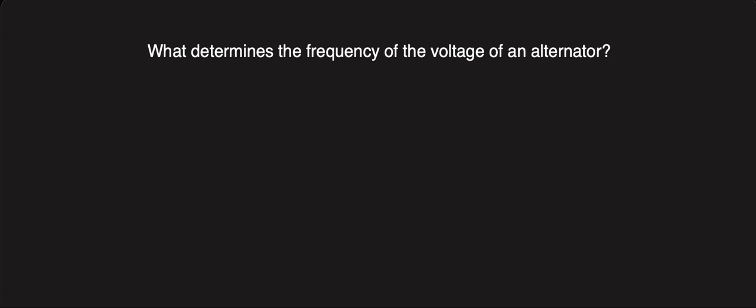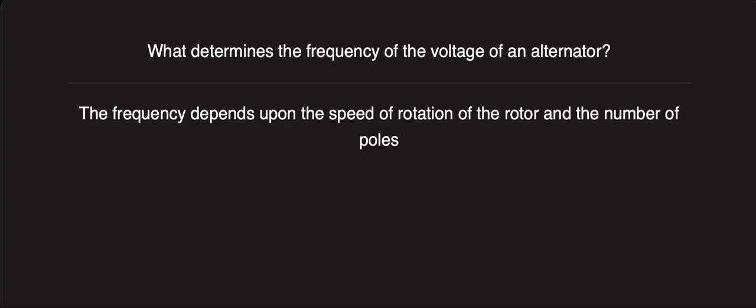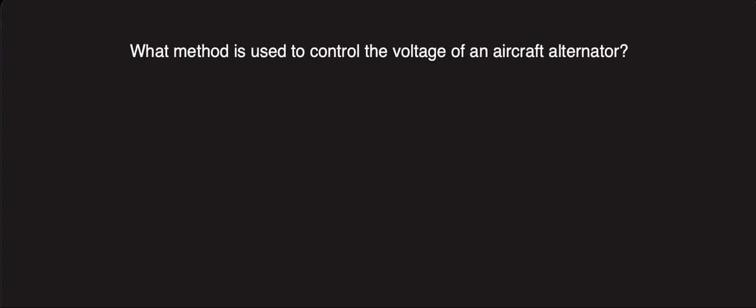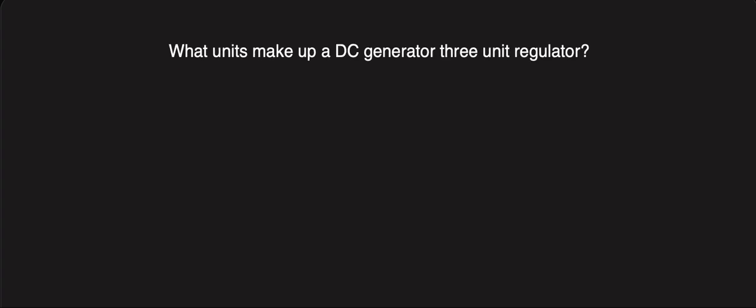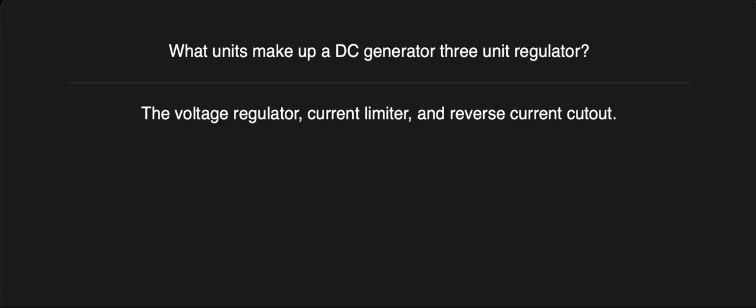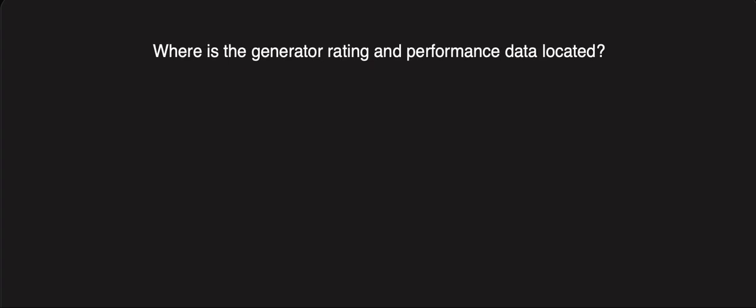What determines the frequency of the voltage of an alternator? The frequency depends upon the speed of rotation of the rotor and the number of poles. What method is used to control the voltage of an aircraft alternator? The voltage regulator. What units make up a DC generator 3-unit regulator? The voltage regulator, current limiter, and reverse current cutout.